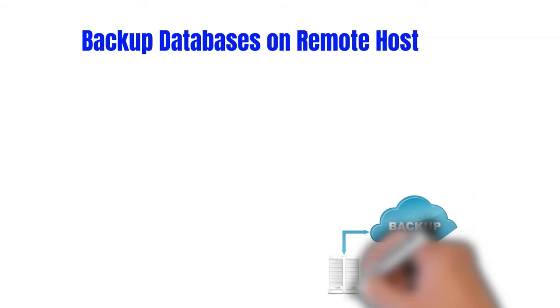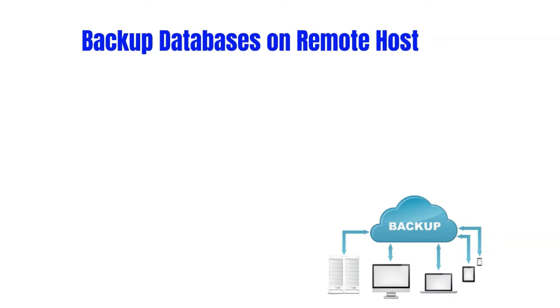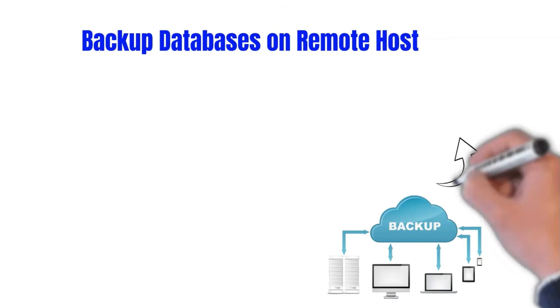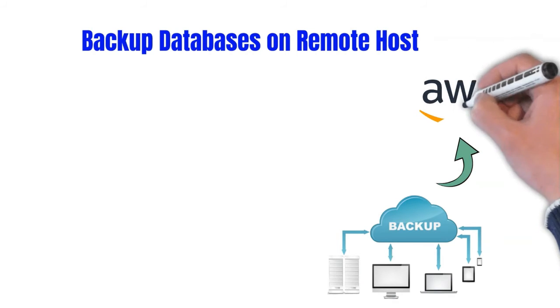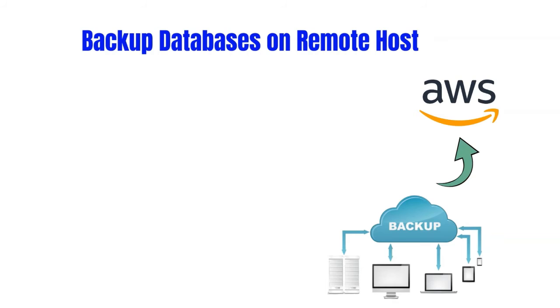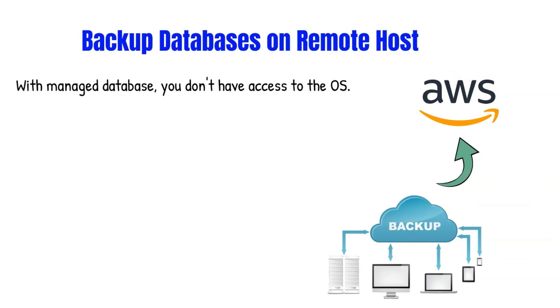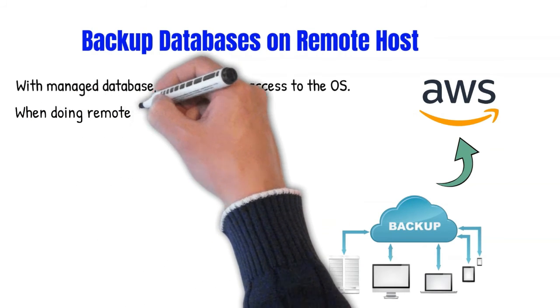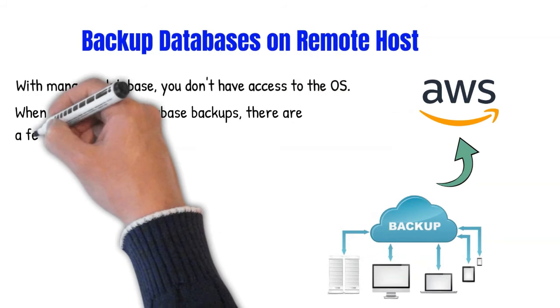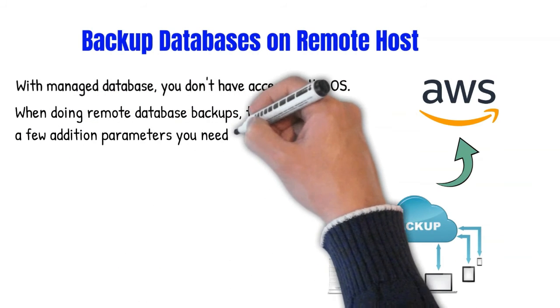Now that you understand how to complete a local backup, it's important that you know how to do a backup of a remote database. For instance, you may have a database running on a cloud infrastructure like AWS or Azure, and you want a dump of your Postgres database. How you would achieve this is that you do a backup of the remote database, because remember, with the cloud databases, well, the managed ones, you don't have access to the operating system like we just did to do a local backup. When doing a remote database backup, there are a few additional parameters that you need to take into consideration while you're doing so.